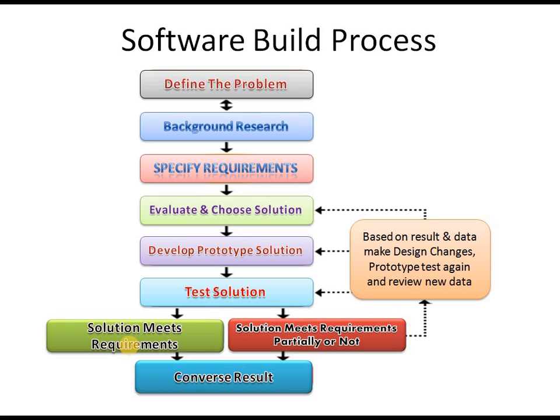Then test whether the solution meets the requirements fully, partially, or not. If our solution meets the requirements partially or not, then based on the results and data, make design changes, prototype, test again, and review new data. Again, we follow this step. If the solution meets the requirements, then communicate the results. To complete our project, we communicate our results to others with a final report and display board. Professional engineers always do the same.